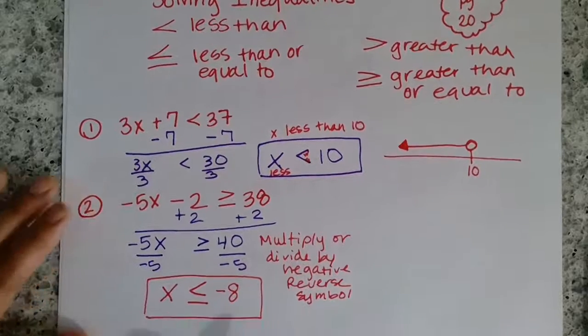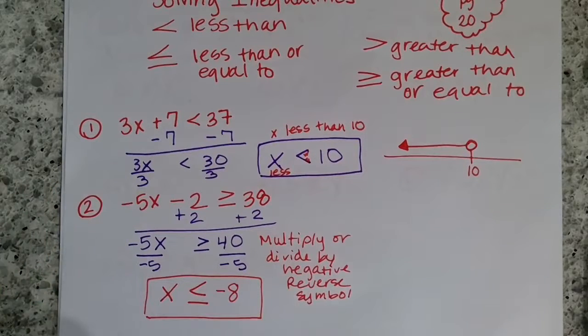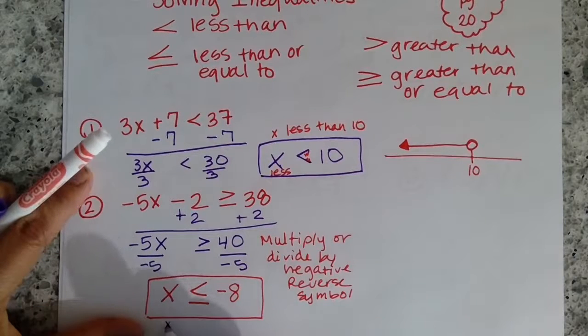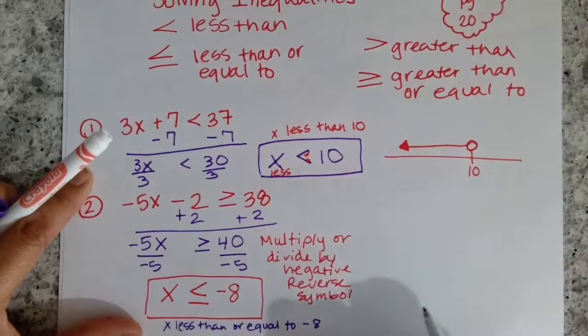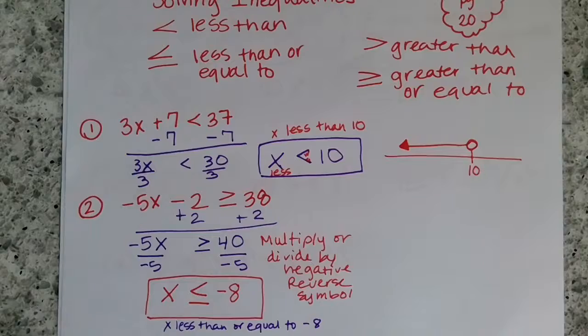There's your answer. And how do you read that? X is less than or equal to -8. On a number line, what does that look like?